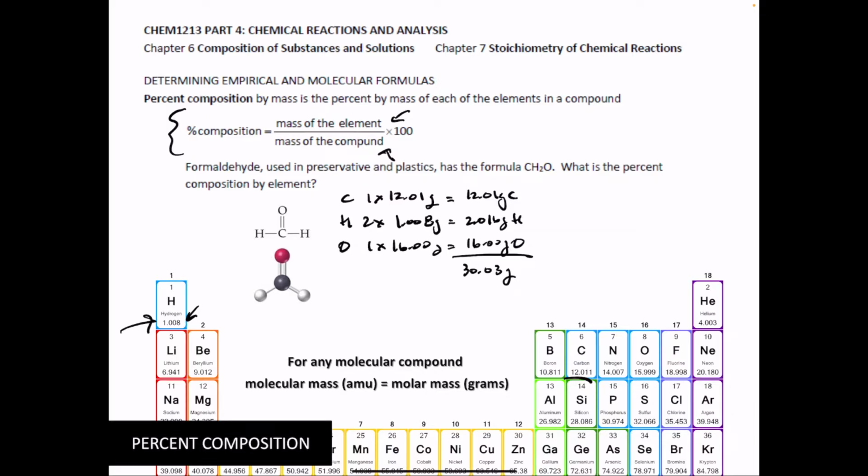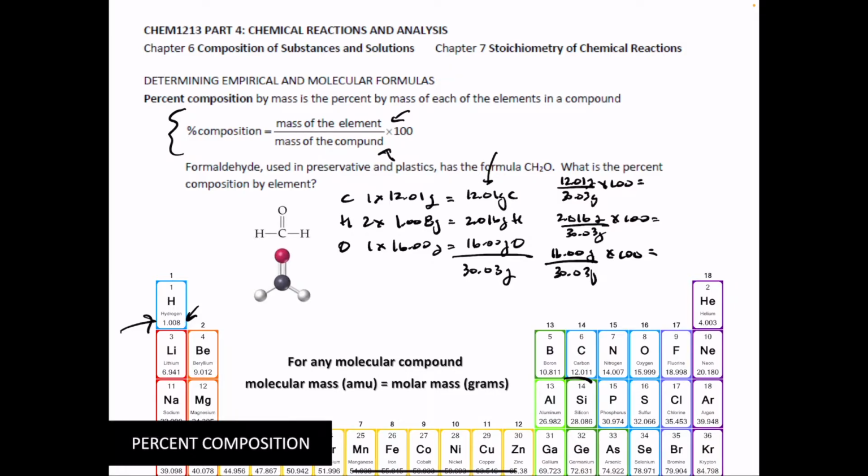Now to calculate the percentage, I take the amount that each element contributes divided by the total. So 12.01 grams for carbon divided by 30.03 grams times 100 will be the percent for carbon. 2.016 grams divided by 30.03 grams times 100 will be the percentage of hydrogen, and 16.00 grams divided by 30.03 grams times 100 is the percentage of oxygen.